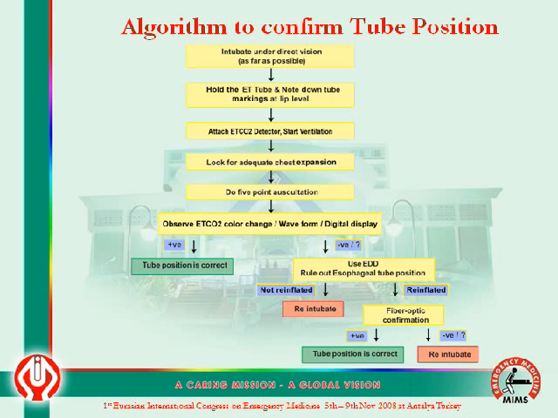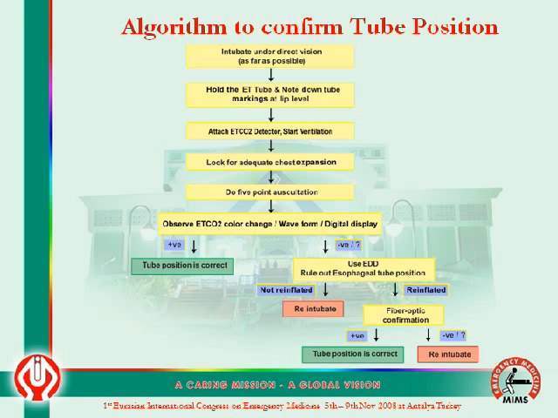To recap: intubate the patient under vision as far as possible. Hold the tube and note down the marking. Attach the carbon dioxide detector or a capnograph and start ventilation. Look for the chest rise. Then do the 5-point auscultation and look at the carbon dioxide detector for a waveform, color change or digital display. If it is positive, the tube is in the correct position. If it is negative, the tube is possibly in the esophagus. Attach an EDD.